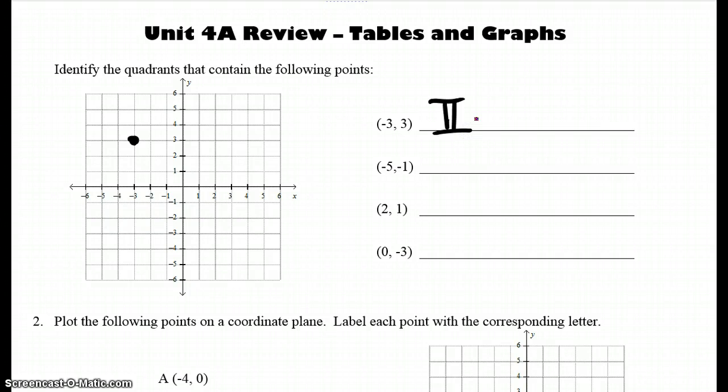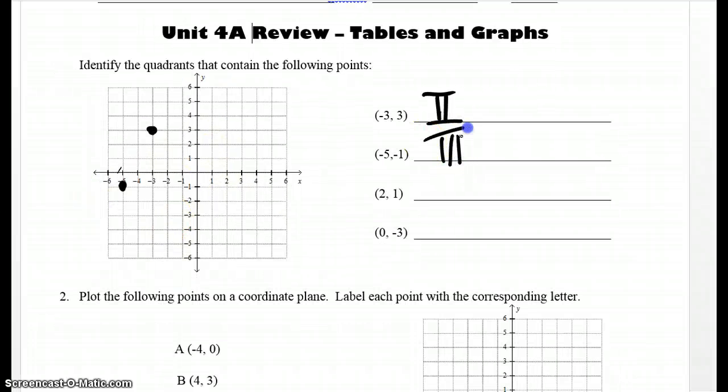Number 2, -5, -1. I go over -5, down 1, and this is in quadrant 3. The next point, 2, 1. I go over 2, up 1, and this is in quadrant 1.